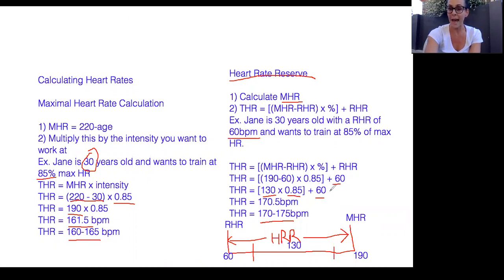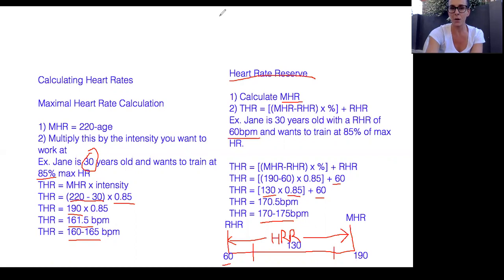And that's why we add back on that 60, because we haven't started at 0, we've started at 60 beats per minute. So there's her heart rate reserve here. We add back on the resting heart rate, and then that gives us 85% of her heart rate reserve. So I hope I've made that more clear, and I hope that makes more sense. In terms of calculating heart rate reserve, you don't have to do this. Remember, this is really useful for people who are already training and who are already quite fit.